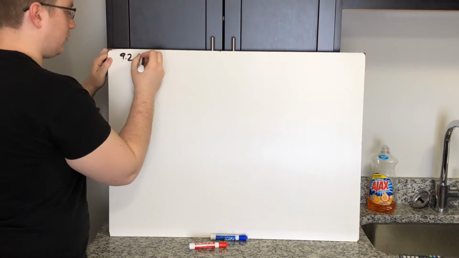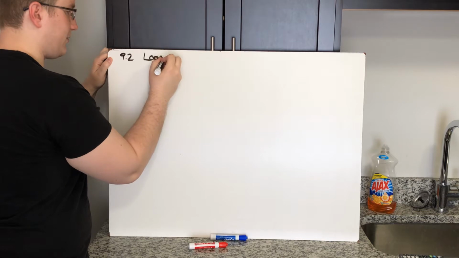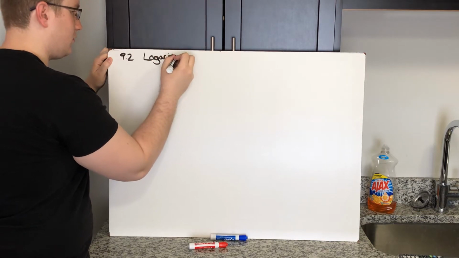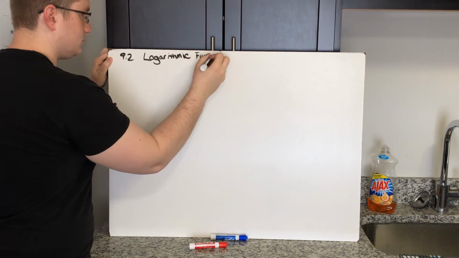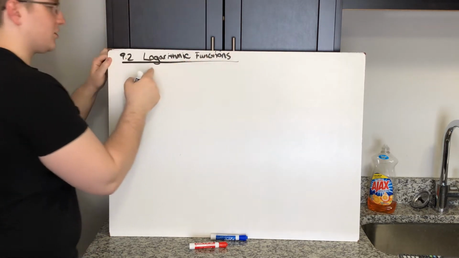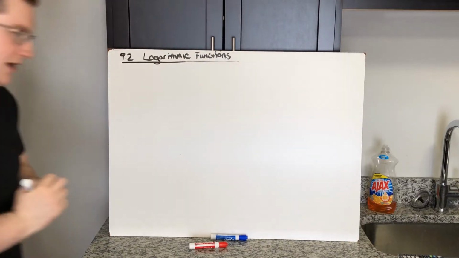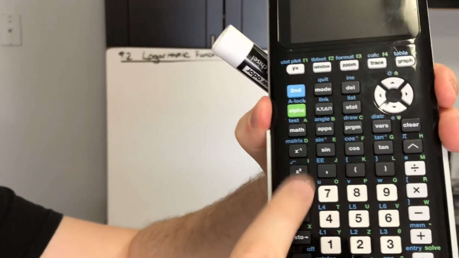9.2 is all about something called logarithmic functions. If we were actually in the class, well, this is called logs for short, and actually there's a log button on your calculator right here.